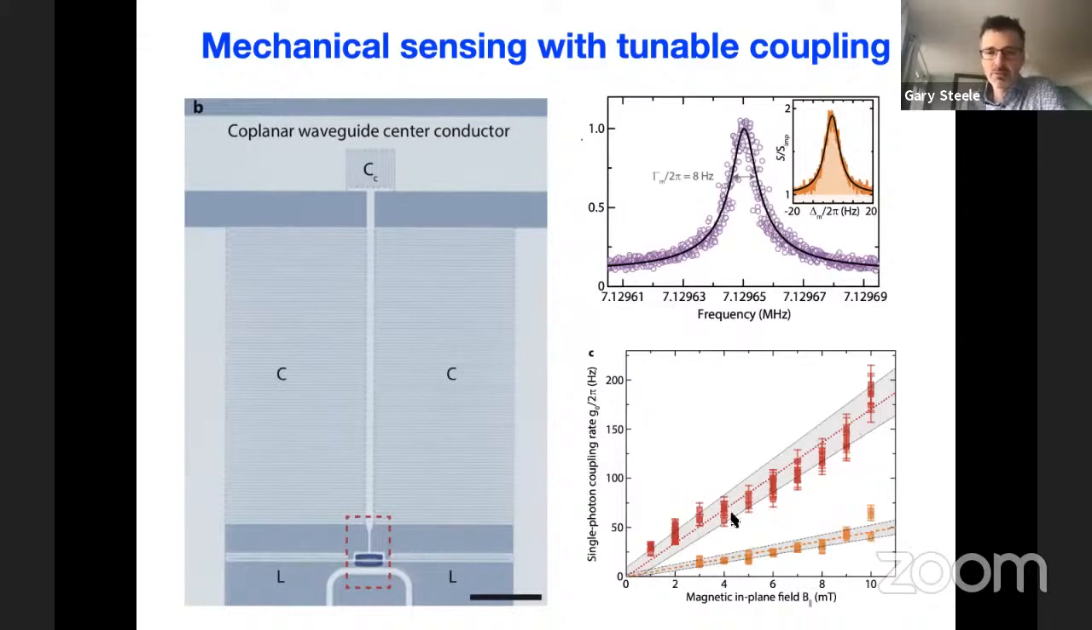And we were able to confirm that this coupling rate and sensitivity scales linearly with the magnetic field, and hence the magnetic flux in that loop, enclosed by the thing bouncing up and down.